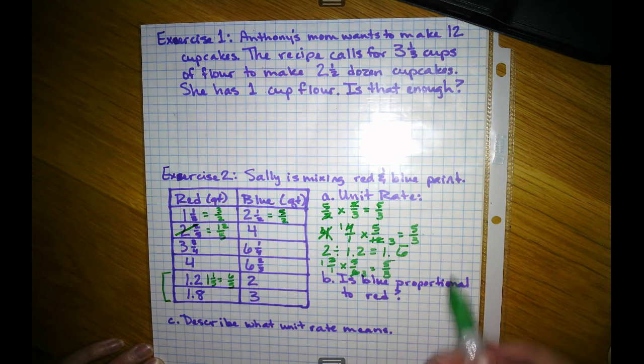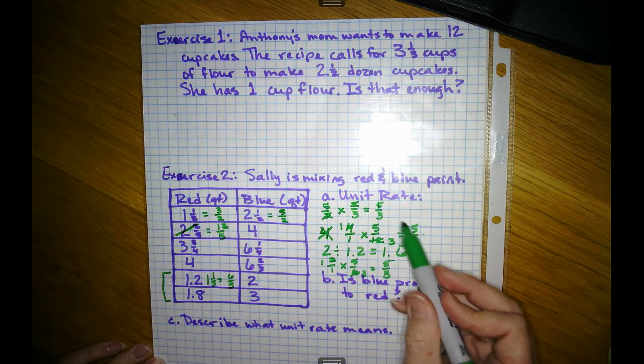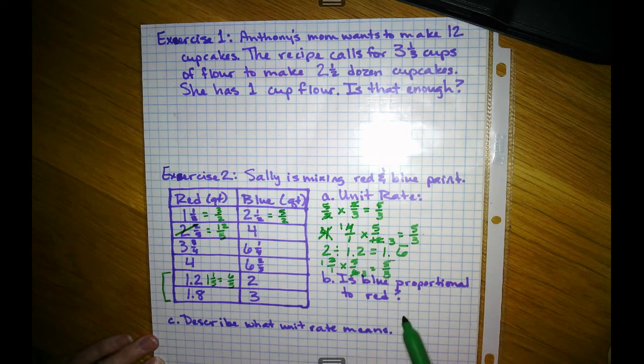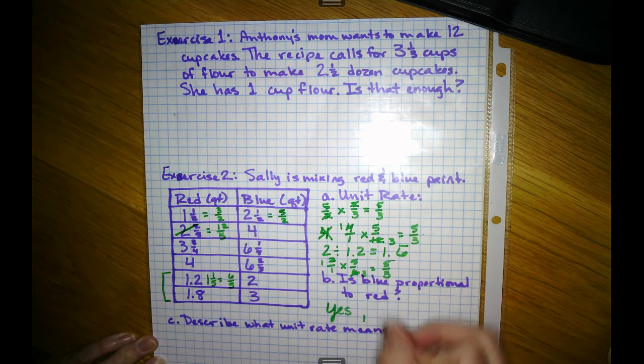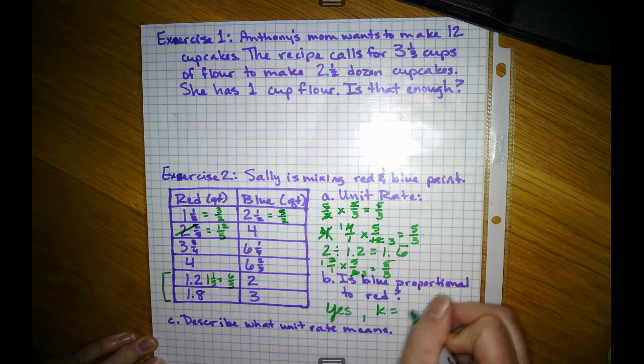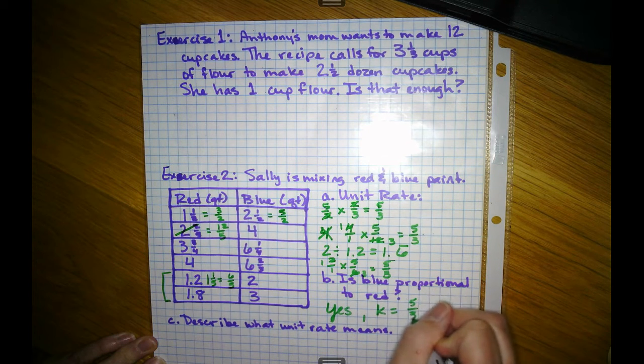So if I look at these, when I did all of these different problems, is my unit rate the same? Is blue proportional to red? And the answer is yes. And I can show that by saying the unit rate, or K, is equal to 5/3.